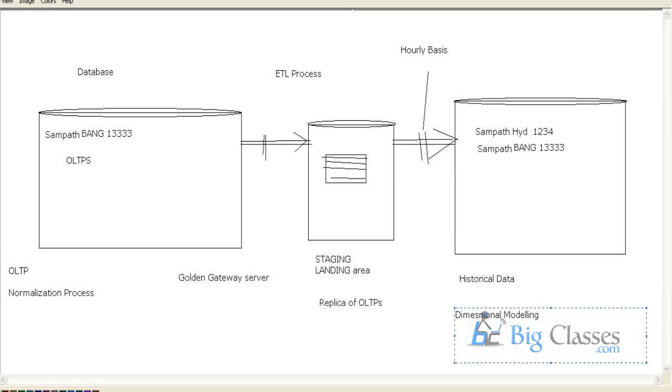See, two databases, two different architectures, right? Here we are planning to maintain the history, but in the normalization process, we don't maintain any duplication of data in OLTP systems.